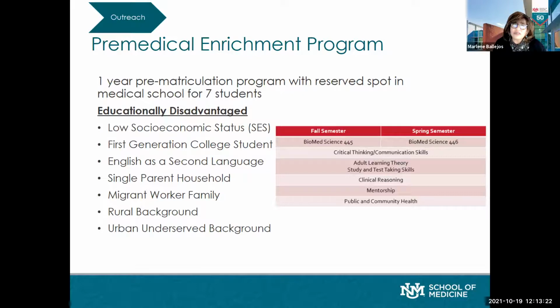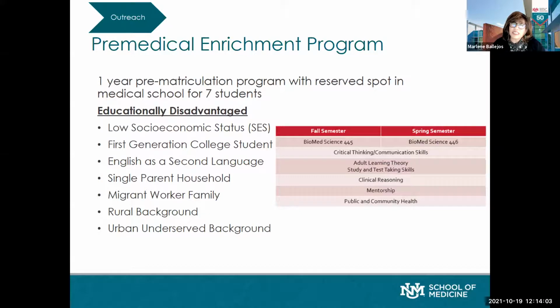So it's not an MCAT PrEP program, but our program allows for students to have 1 year of intensive biochemistry course, so 445 in the fall semester and 446 in the spring semester, just to provide them with additional support and knowledge and background in the sciences. And then we also have additional courses that we have them take, like critical thinking, communication skills, clinical reasoning.